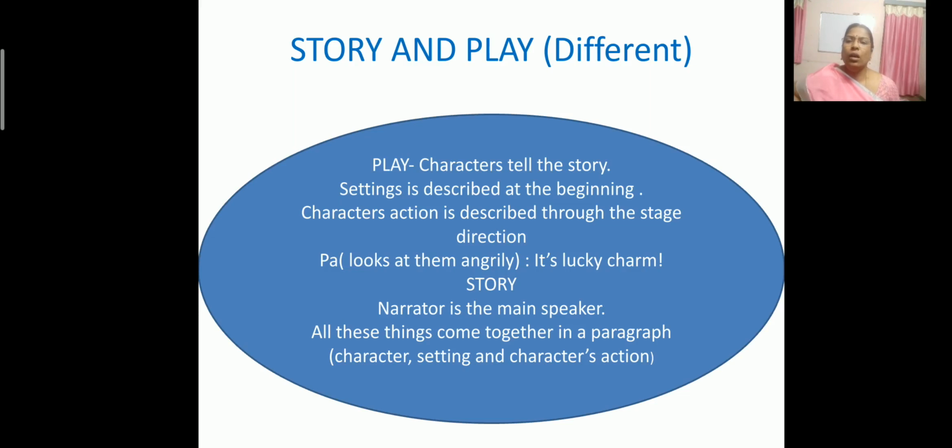Okay. Now coming to the story. In the story, children, the narrator is the main character. The narrator is the person who is speaking. So he is the main character. And all these things come together in a paragraph. What are all these things? That is the character's action, setting, their dialogues, everything. So character, setting and the character's action, everything will come in the form of a paragraph. So a story will be in the form of a paragraph where the dialogues of the characters will be in inverted commas. Whereas in a play, you will not have any sort of inverted commas, children. Is this clear?